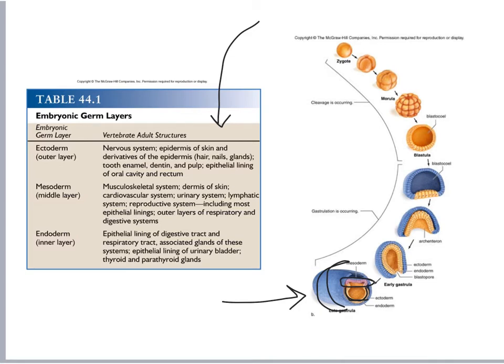Now, if you are in Rachel Willard's class, I'd like you to flip over and look at the mini lecture that somebody has provided to you on the embryonic germ layers.